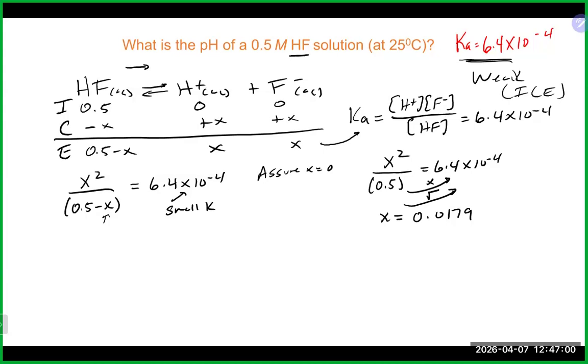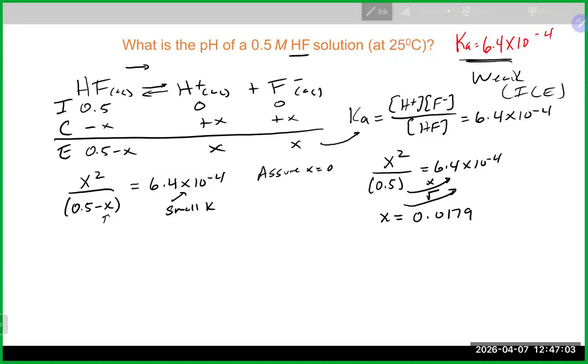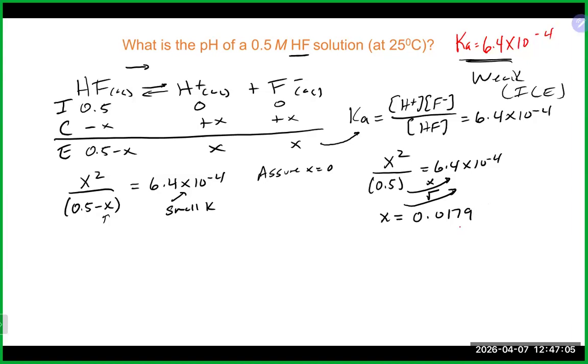Remember that if we do the assumption, we do need to check it. So to check our assumption, we're going to take our x value, divide it by what we're going to subtract it from, the initial concentration, and times it by 100%. And if I do that in this particular case, all right, I double square rooted it there. All right, divided by 0.5 times 100. Looks like we're looking at 3.6%. So the check here is okay.